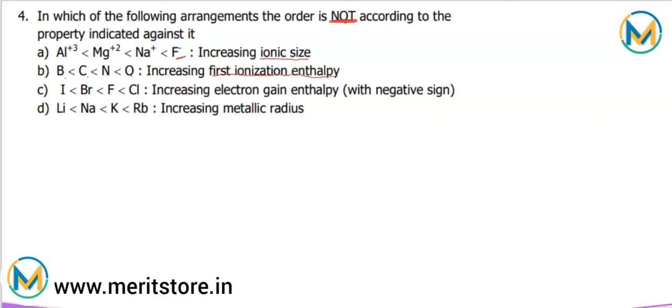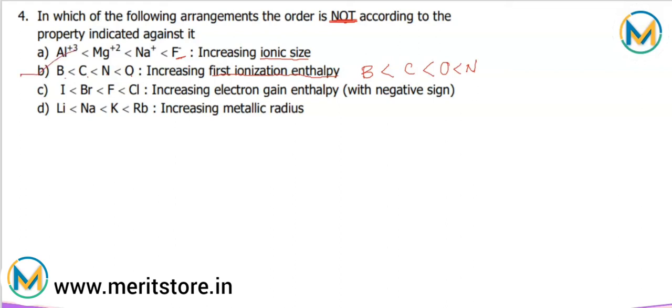Ionization enthalpy is the amount of energy required to remove the loosely bound electron from an atom in gaseous state. Ionization enthalpy increases from left to right in a period, but it is not correct here. The correct sequence is boron, carbon, then oxygen, and then nitrogen. It's because nitrogen has a more stable configuration than oxygen. So the correct answer is option B.